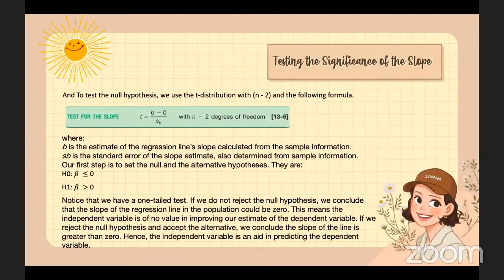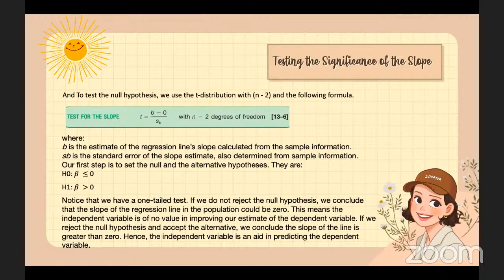To test the null hypothesis, we use the t distribution with n-2 degrees of freedom, and this is the following formula, where b is the estimate of the regression line's slope calculated from the sample information, and s_b is the standard error of the slope estimate, also determined from sample information.